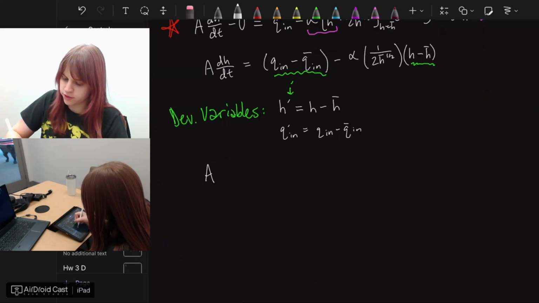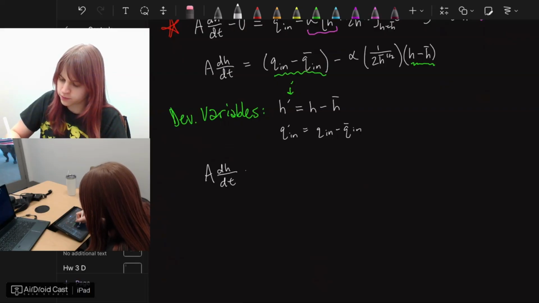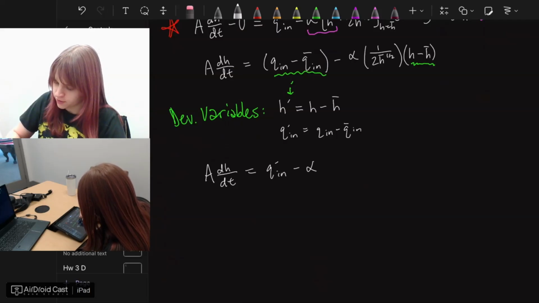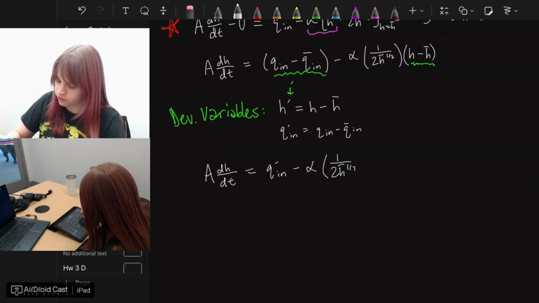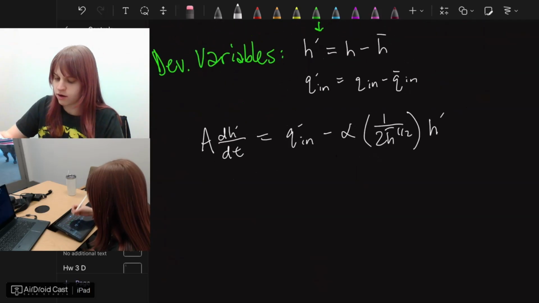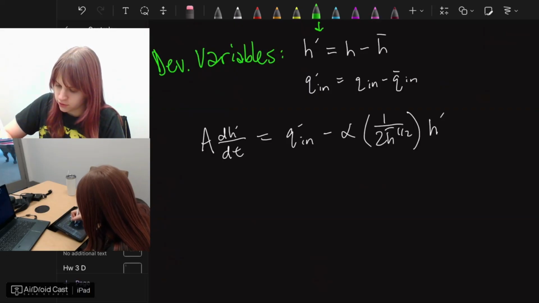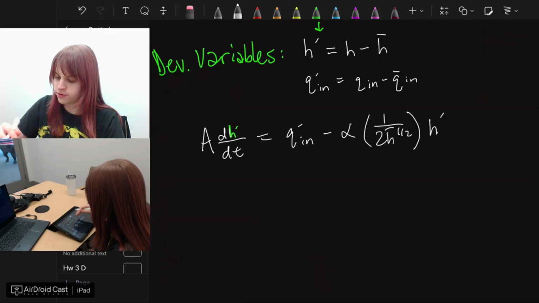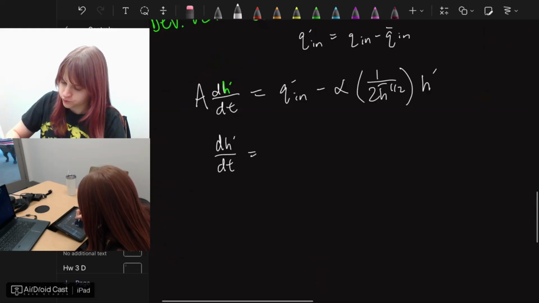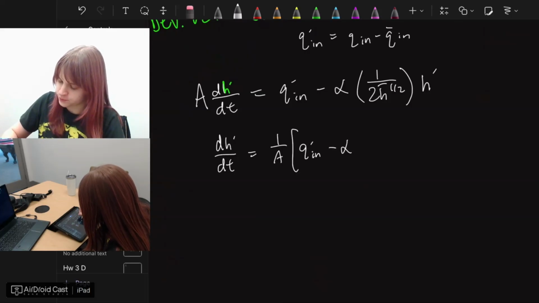Then we can rewrite in terms of those deviation variables, just to make it cleaner for now. That's what we're doing it for. 1 over 2 h to the 1/2. And then we're multiplying that by the height deviation variable. And actually this dh/dt is now in terms of the deviation variable, just to point that out. And now we can isolate the differential and write it out like this.